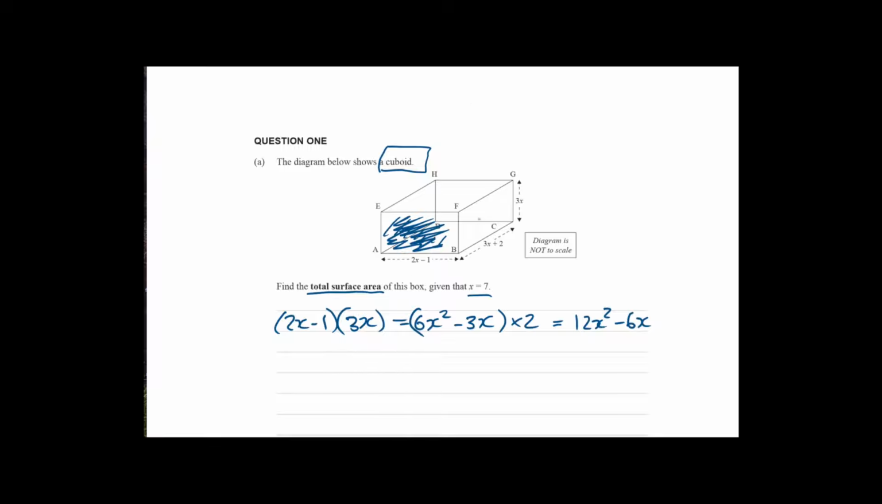Let's use the green one now. So the green one is going to be this side here, and there's going to be another on the other side as well. So that one is 3x plus 2 and 3x again. So that's going to be 9x squared plus 6x, and we need to double that again. So we're going to get 18x squared plus 12x.